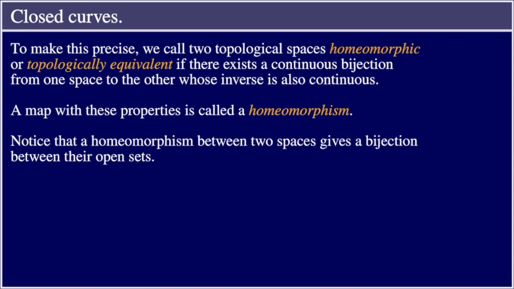To make this precise, we call two topological spaces homeomorphic, or topologically equivalent, if there exists a continuous bijection from one space into the other, whose inverse is also continuous. A map with these properties is called a homeomorphism. Notice that a homeomorphism between two spaces gives a bijection between their open sets.